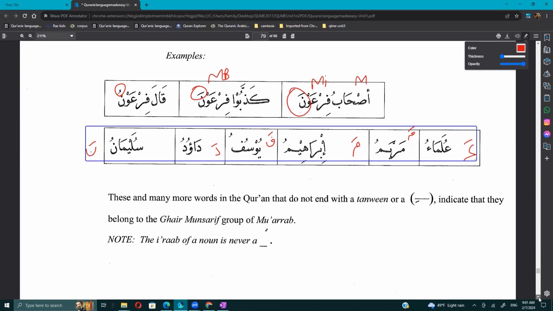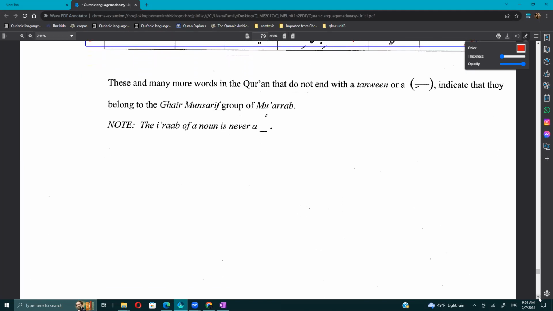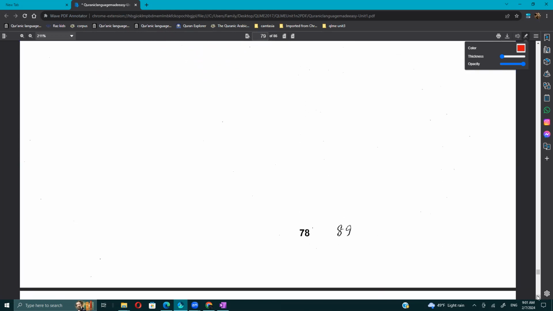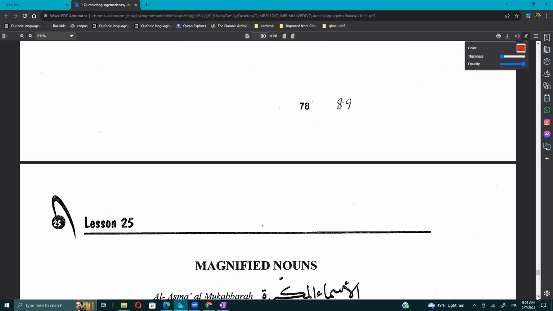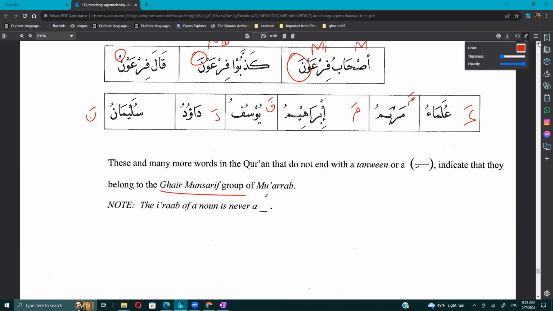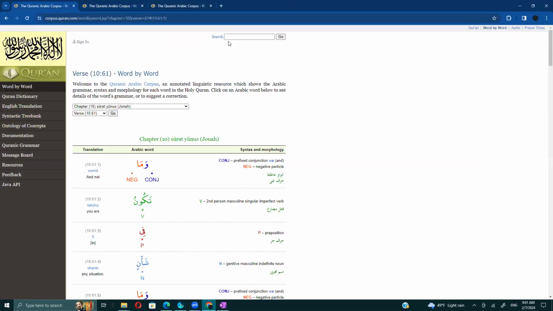So these and many more words in the Quran that do not end with a tanween or a kasra indicate that they belong to the ghair munsarif group of mu'arrab. That is, the i'rab of a noun cannot be a sukun. Okay? So alhamdulillah, we are done with the lesson. Let's take some examples.